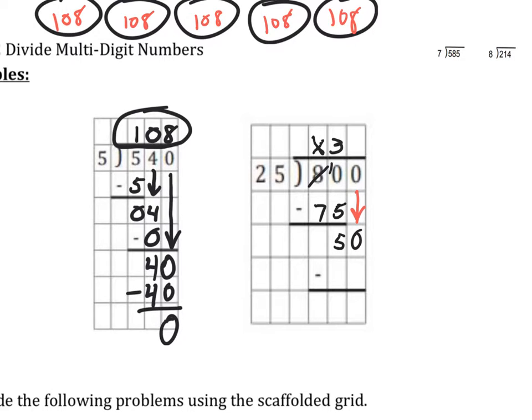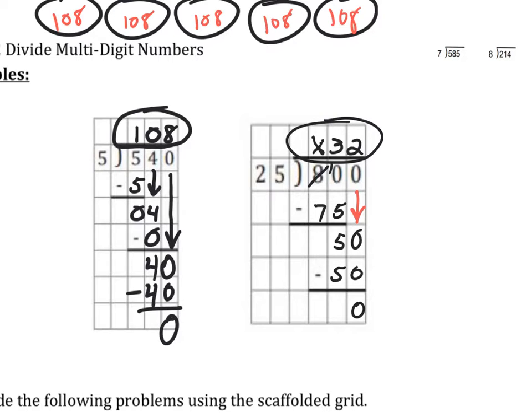So how many times does 25 now, this 25, go into 50? Or what's 50 divided by 25? Remember, factors and divisors are the same. So 25 times what factor will give you 50? Or 50 divided by what divisor will give me 25? So either way you think of it, you say 25 times 2. 25 times 2 will give me 50. 50 minus 50 is 0. So there's no remainder in that quotient.